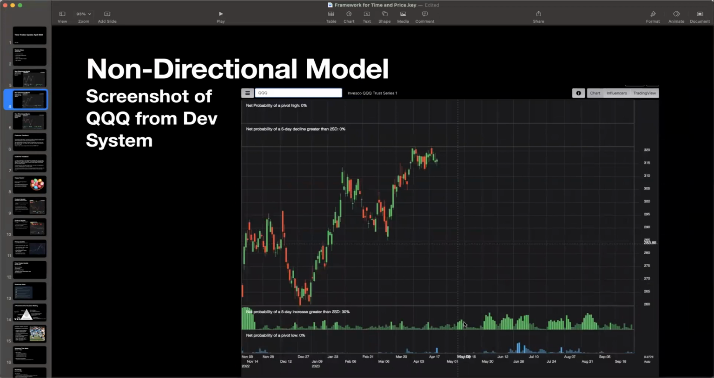We're seeing the probability of moves pick up around May 9th. Again, this is non-directional, so we're not saying these are moves up or moves down. These are just probability of a 2 standard deviation move. And then it goes back quiet again until roughly May 30th. And then we start to see some big moves coming in June and then into late July and August.